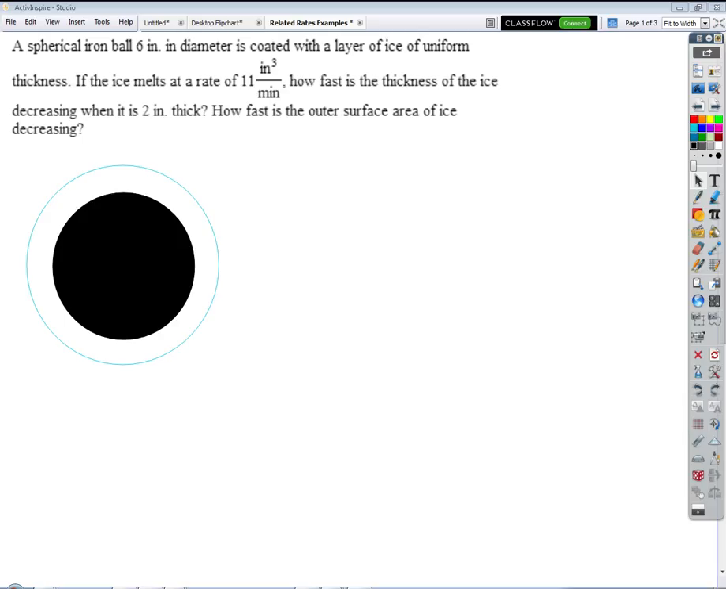Okay, so here we go. Let's have a look at this. All right. So Riley, what are we given here? A spherical ball. Okay, we're given a spherical ball, and they're telling us some stuff about this.